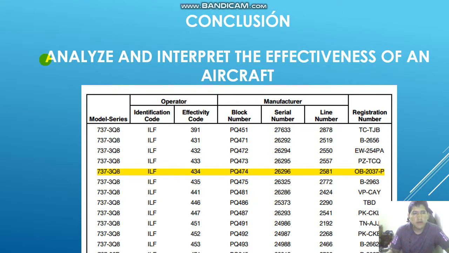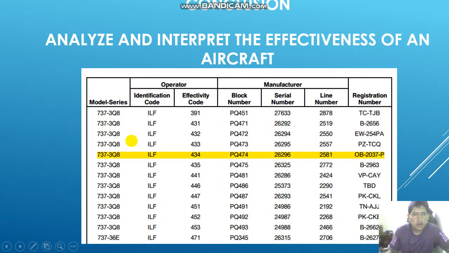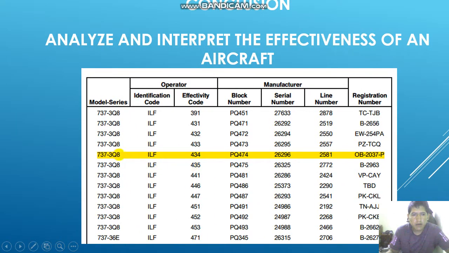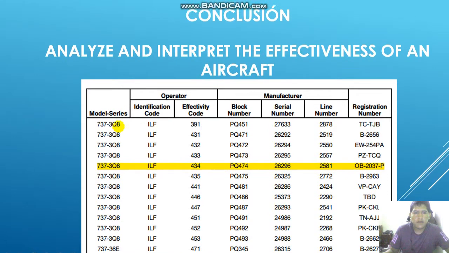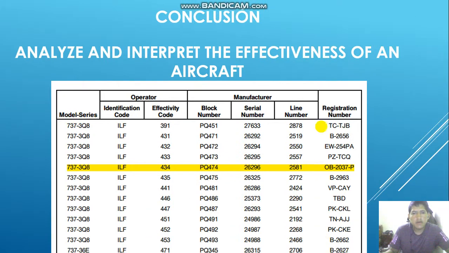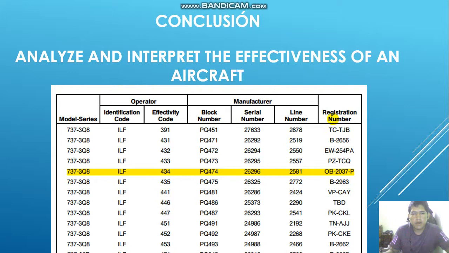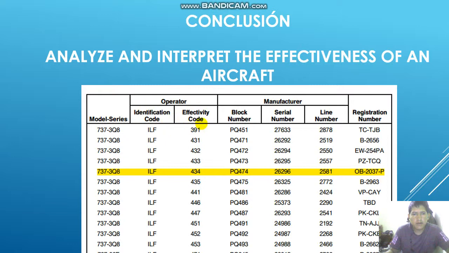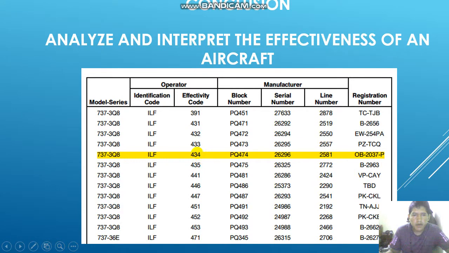About the next topic, my conclusion is that to find any information about any aircraft, you must look in the front matter. In the front matter, you can get the model, series, and registry number of a specific aircraft. The information that the operator gives is very important, especially the effectivity code. It's very important when you use any manual.